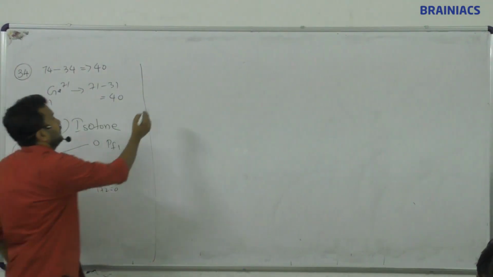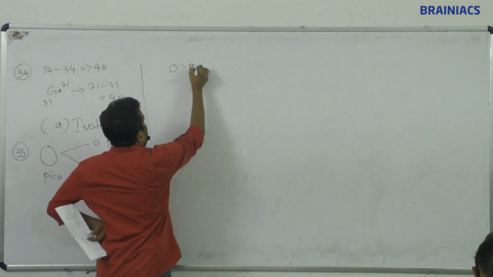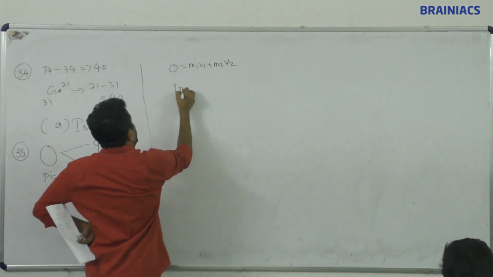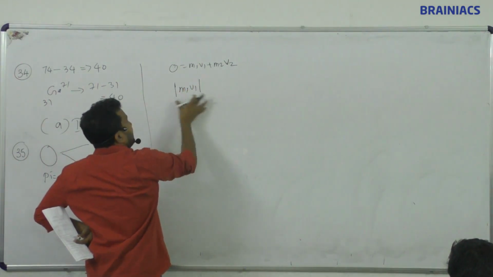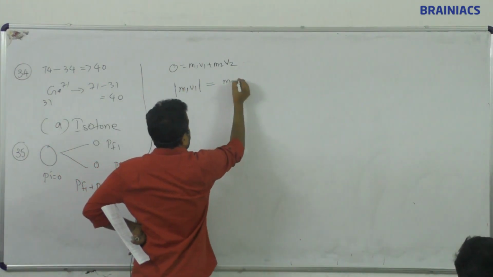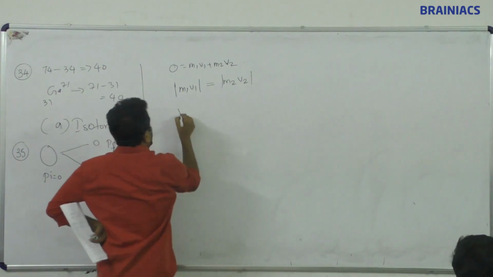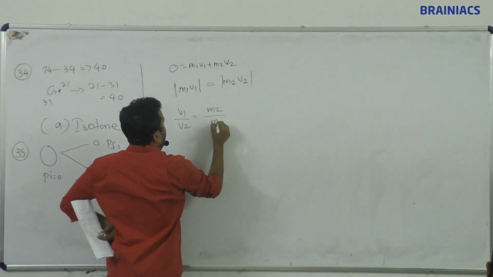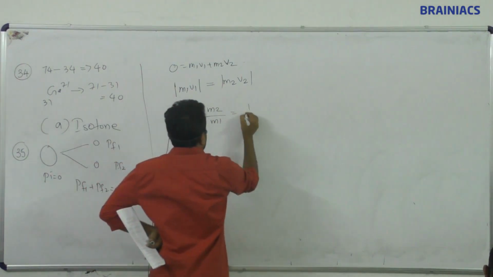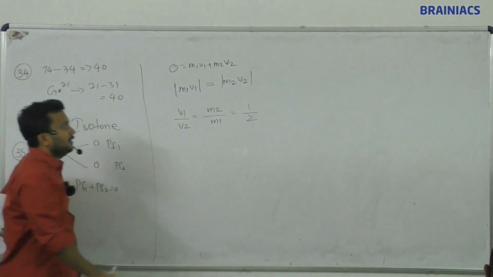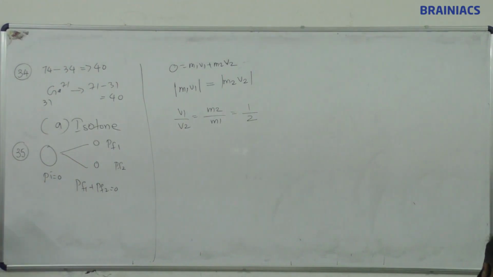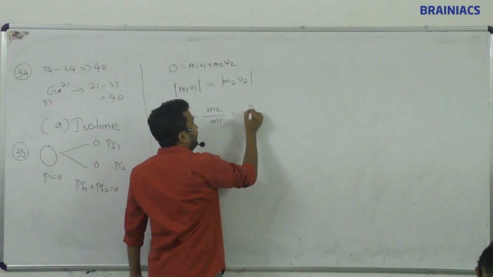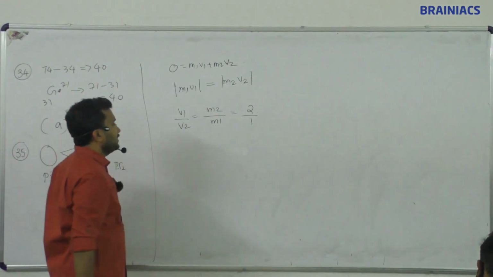So I'm writing 0 equal to m1 v1 plus m2 v2. So I can say m1 v1 size will not be negative, modulus m2 v2. So v1 by v2 is equal to m2 by m1. v1 by v2 is 1 by 2, so m2 by m1 is 2 by 1. It is 2 by 1. Mass in the relation.